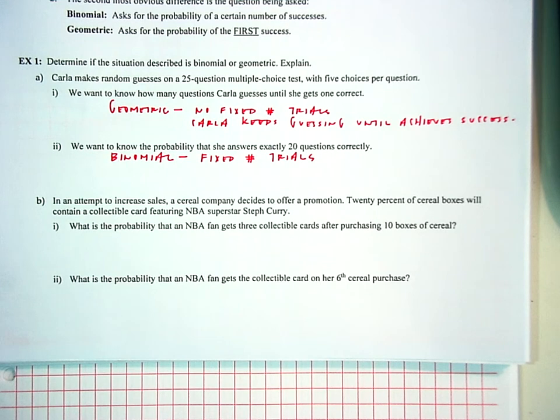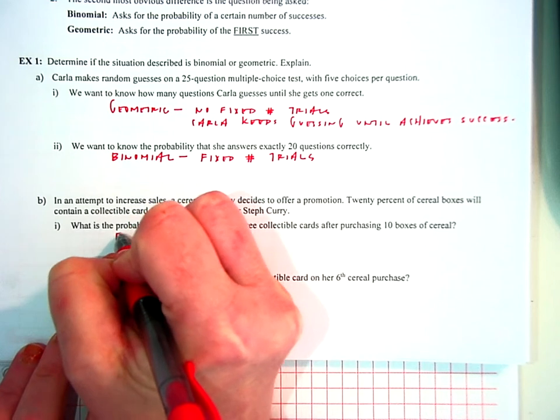For situation B, in an attempt to increase sales, a cereal company decides to offer a promotion. 20% of cereal boxes will contain a collectible card featuring NBA superstar Steph Curry. Okay, what is the probability that an NBA fan gets 3 collectible cards after purchasing 10 boxes of cereal? So here we can say, well, that reads as binomial.